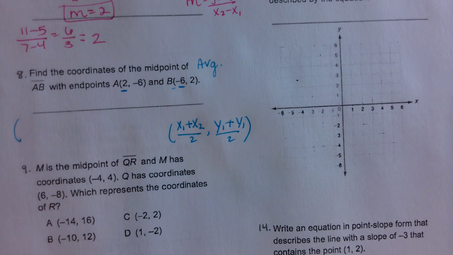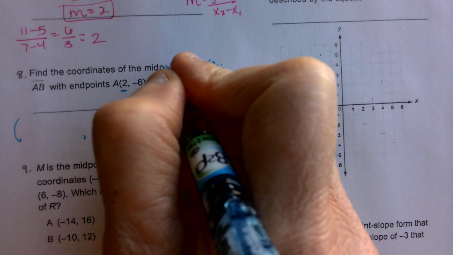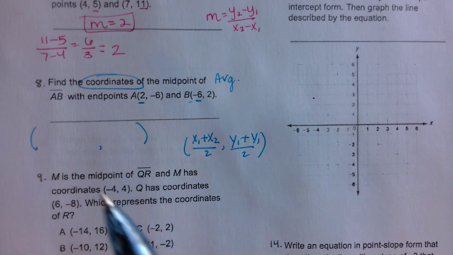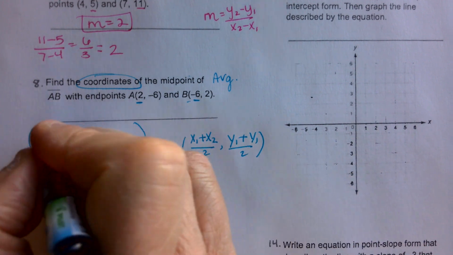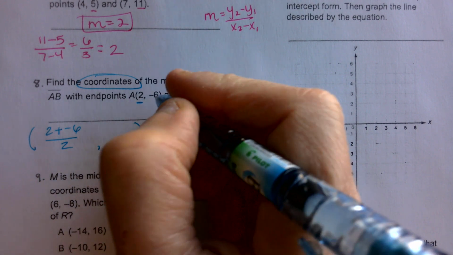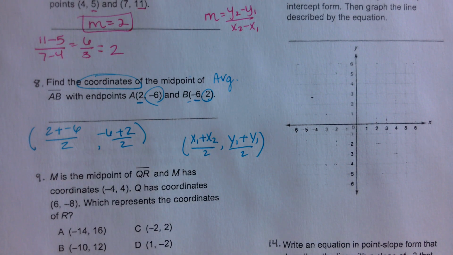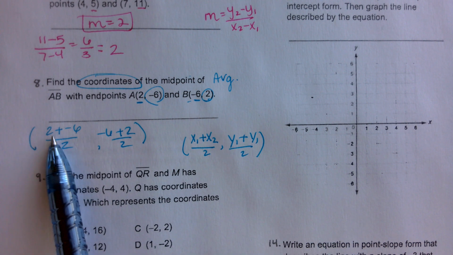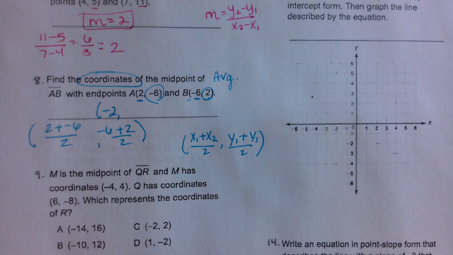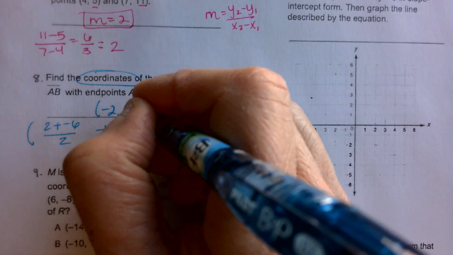So let's do that. X's go first because we're trying to get another coordinate here. This is a coordinate I'm trying to find. A midpoint. Find the coordinate. It shouldn't be a number like this, slope. It should be a coordinate. So 2 plus a negative 6 divided by 2 is my x's. And negative 6 plus 2 for my y's. Looks pretty similar to me. 2 plus a negative 6 is negative 4 divided by 2 is a negative 2. Negative 6 plus 2 is negative 4 divided by 2 is a negative 2.